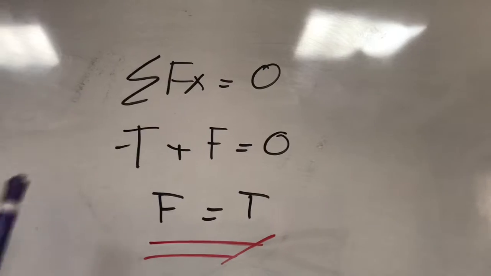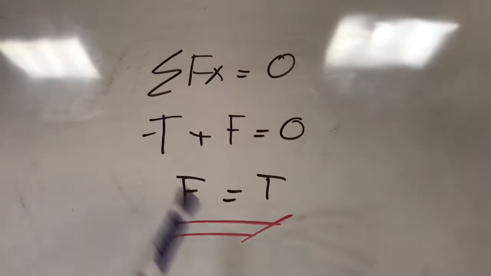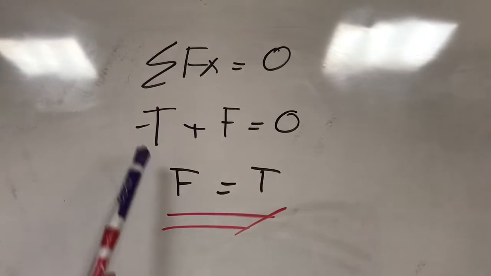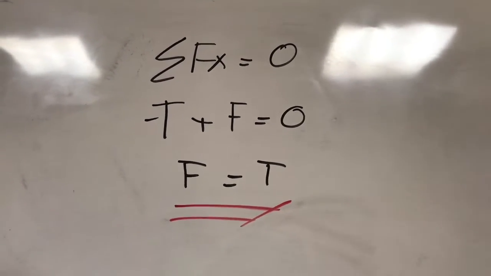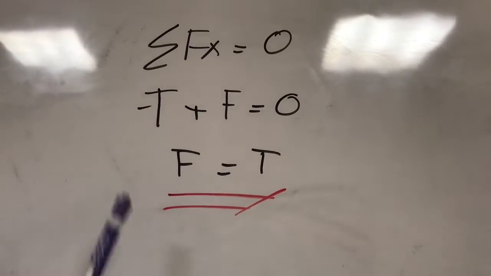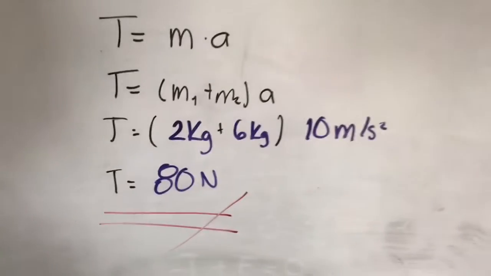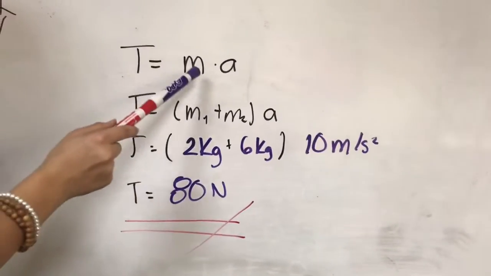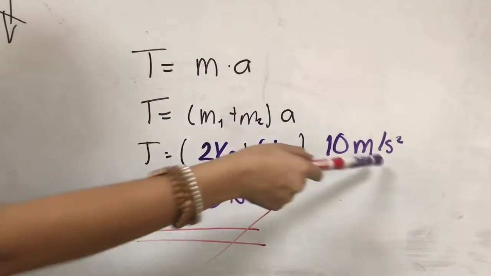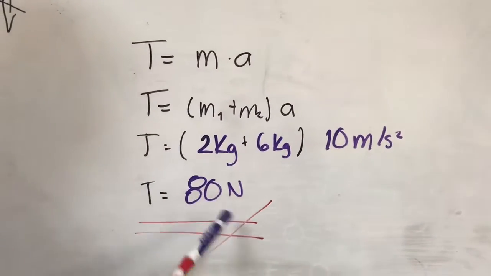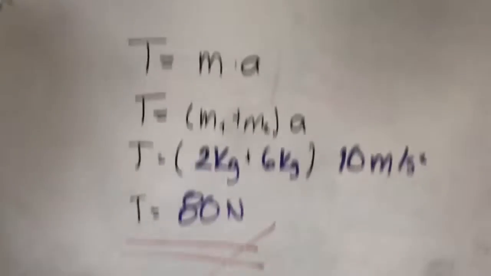Okay, to find tension, we use the second free body diagram, and we use all the forces in X. So we have minus tension plus F equals 0. So we pass to the other side and we see that force is the same as tension. We can also see here down that we use tension equal mass 1 plus mass 2 times acceleration. Substitute, and we can see that it is the same answer as force in the other time.